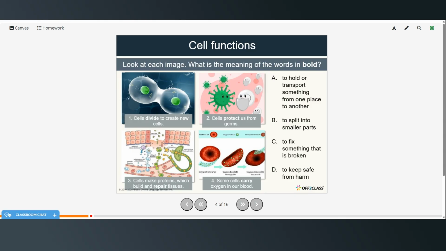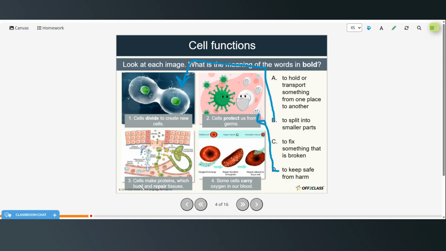Okay, so look at each image and see if you can determine what the meaning of the word in bold is. So cells divide to create new cells. Well, divide would be letter B, to split into smaller parts. Cells protect us from germs. So protect would be letter D, to keep safe from harm.